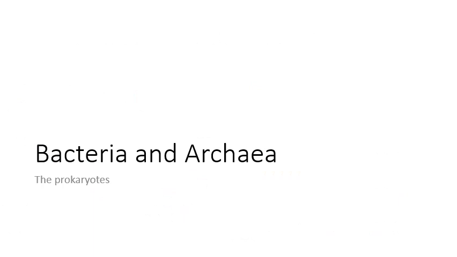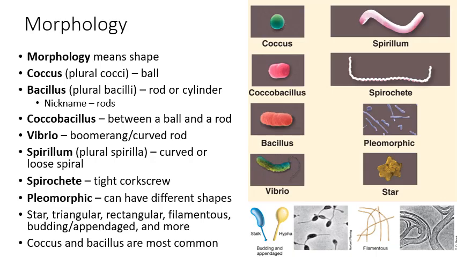So first we're going to go through the prokaryotes, which are bacteria and archaea, and we'll talk about the structures and the basic function of those structures in those types of cells. First, we'll talk about morphology. Morphology just means shape, and you have a variety of shapes that prokaryotes can come in. The most common two shapes are coccus and bacillus. Coccus is a ball or a sphere, and a bacillus is a rod or a cylinder. Sometimes they're just called rods. That's pretty common, actually. The plural for coccus is cocci, and the plural for bacillus is bacilli.